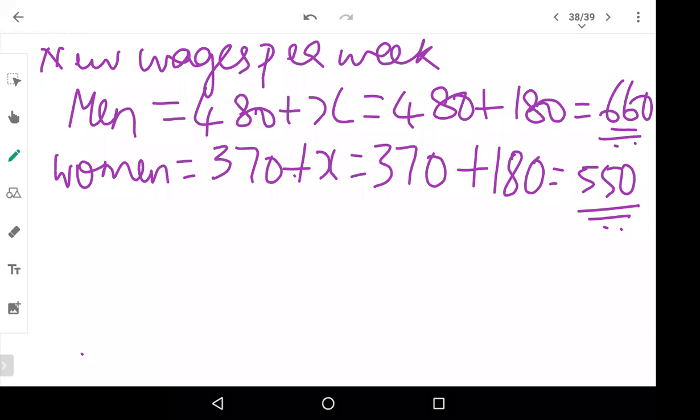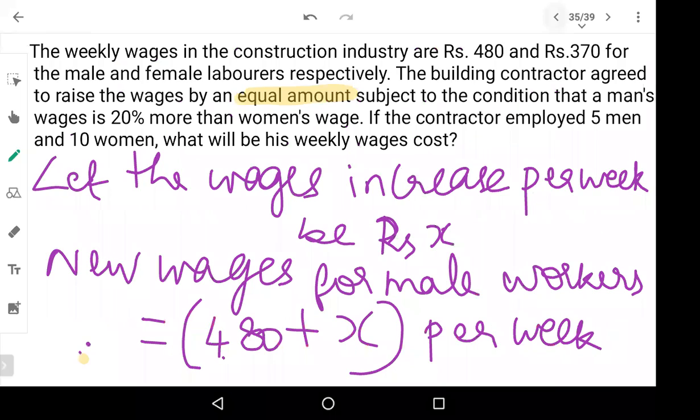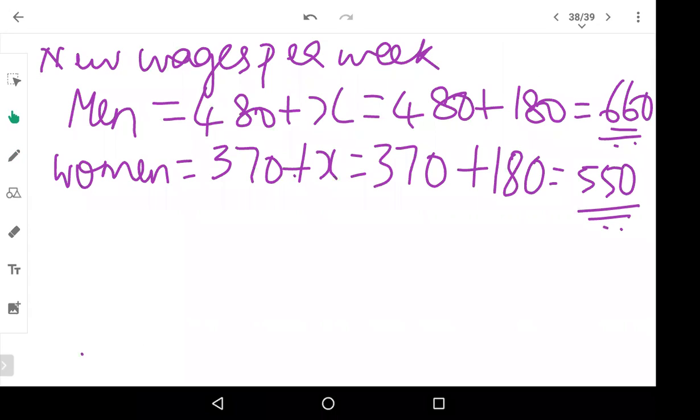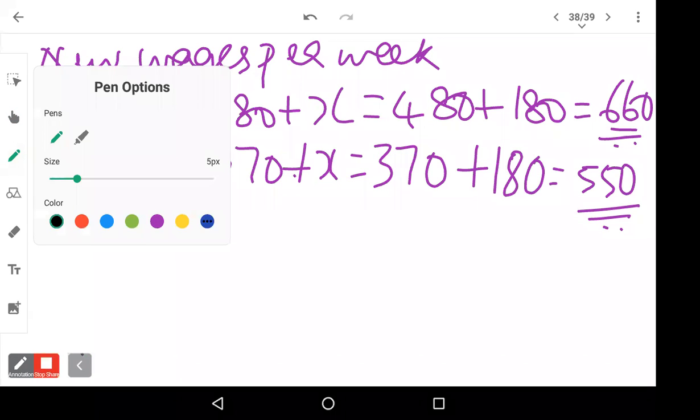Okay. Now, read the question again. See how many times you have to read the question. If the contractor employed 5 men and 10 women, what will be his weekly wages cost? So for one person, we understood. For one man, it is 660. For one woman, it is 550. Now, he is going to employ 5 men and 10 women. So now, let us calculate the total wage cost.